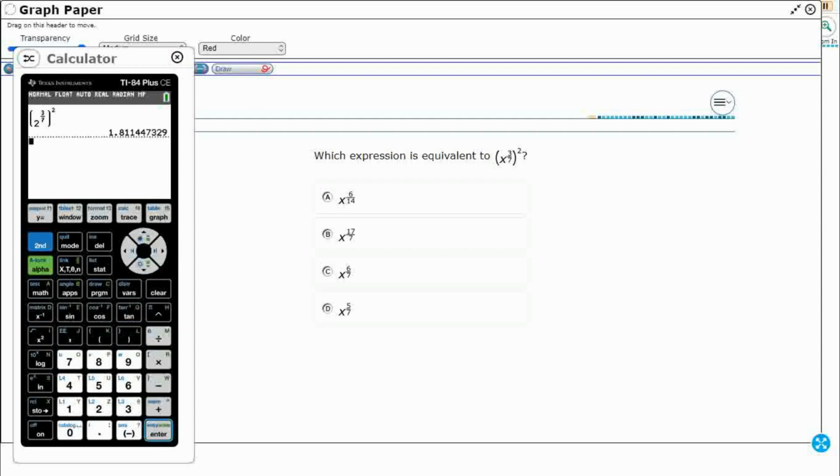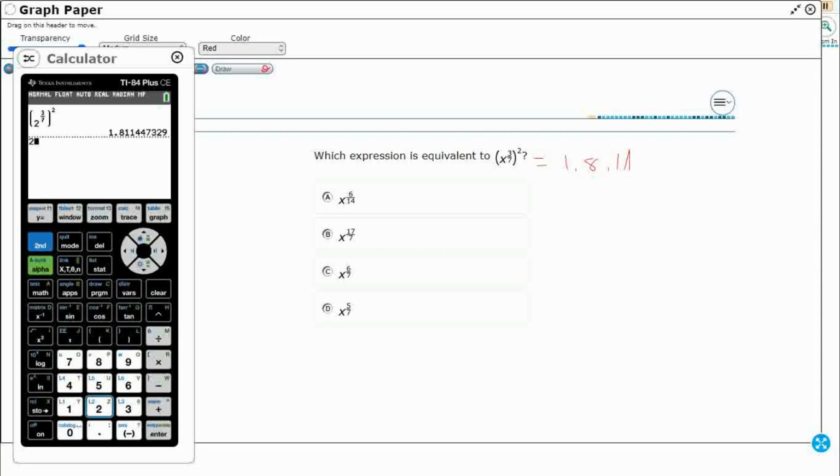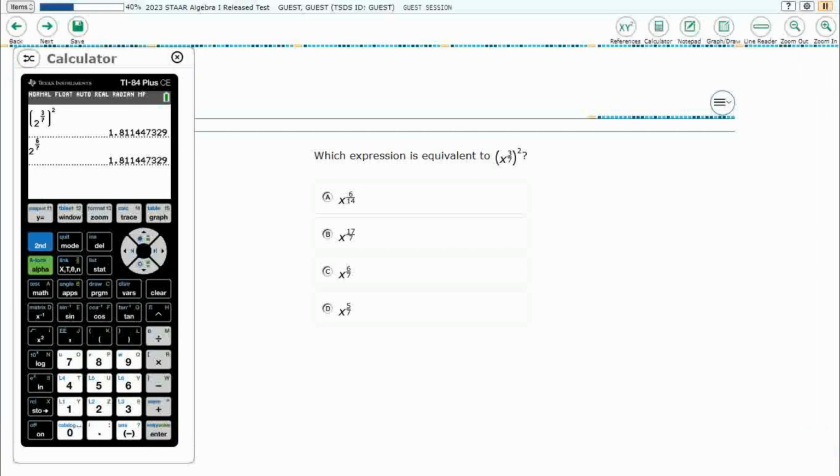So what is the original? It's 1.811. Now we think that our 6/7 is the answer, so let's try that. We're going to have our base of 2, and we hit our alpha to get the fraction, 6/7, and let's hit enter. And look at that, it's exactly the same. So these two are equivalent expressions. My answer is C.